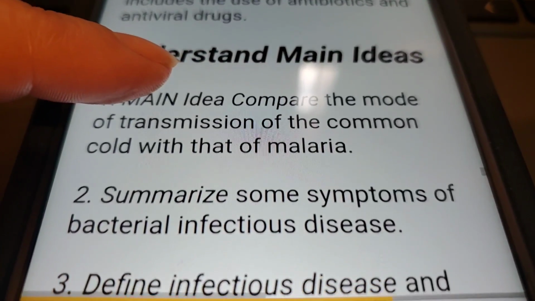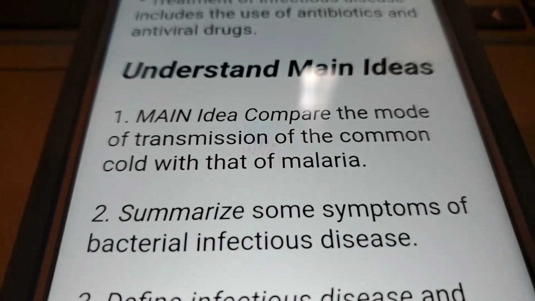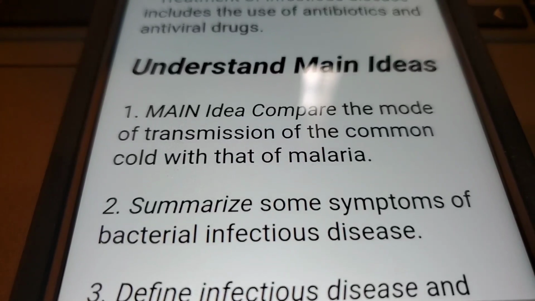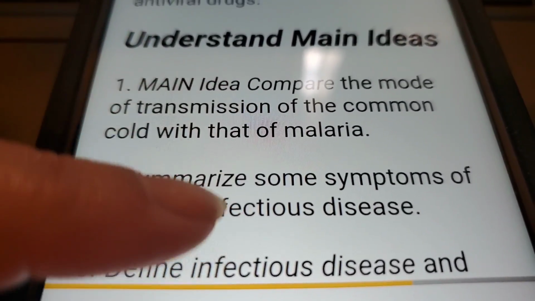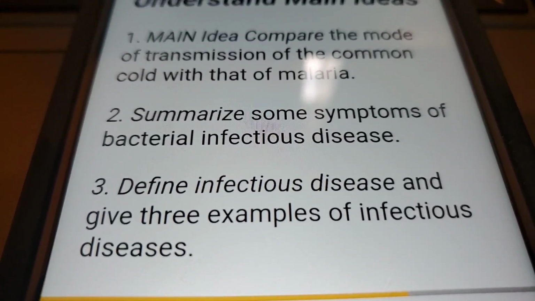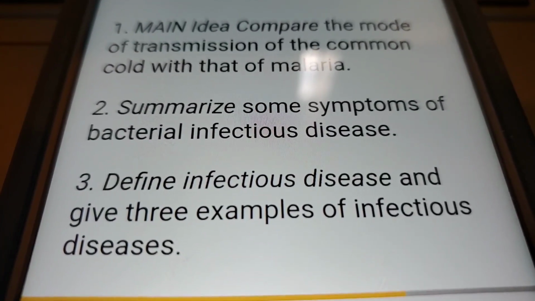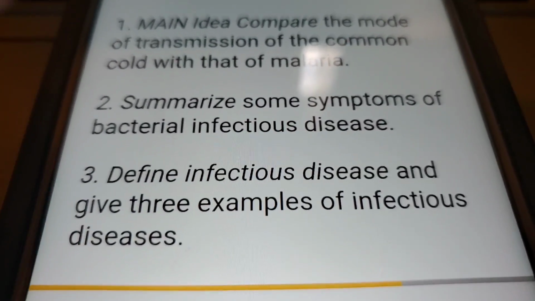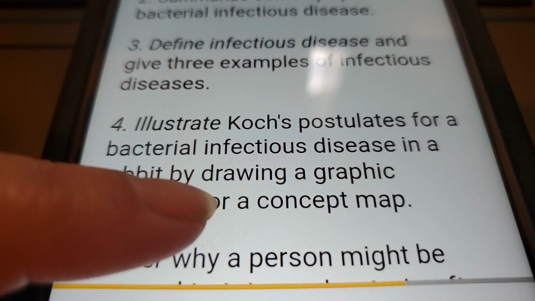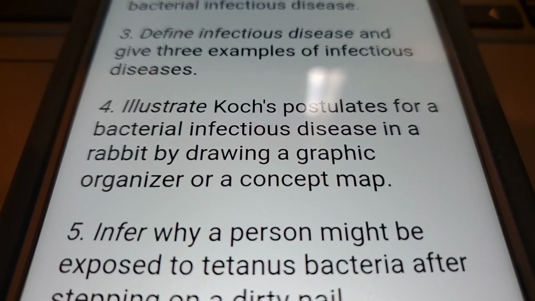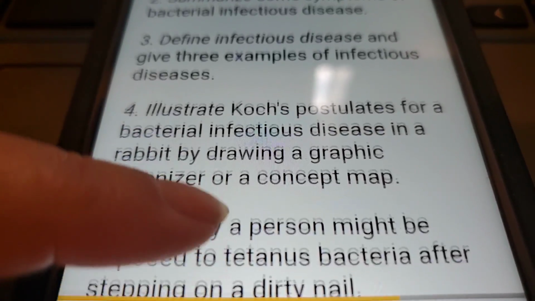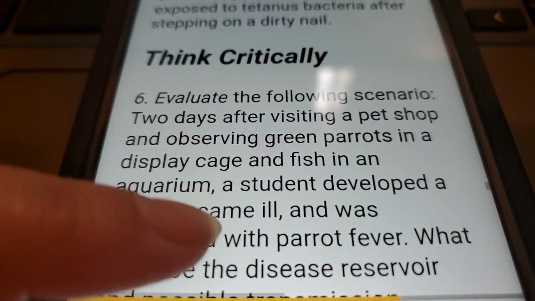Understanding the main idea. Compare the mode of transmission of the common cold with that of malaria. Summarize some symptoms of bacterial infectious disease. Define infectious disease and give 3 examples. Illustrate Koch's postulates for bacterial infectious disease. Okay, let's keep going.